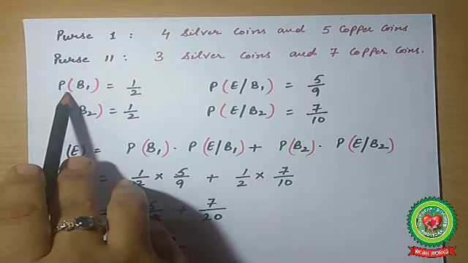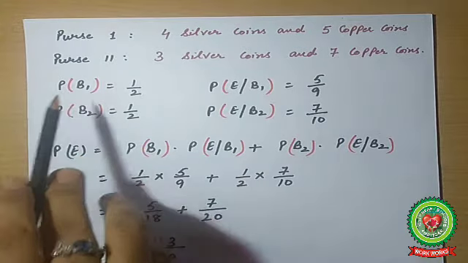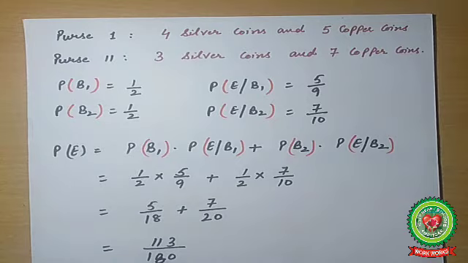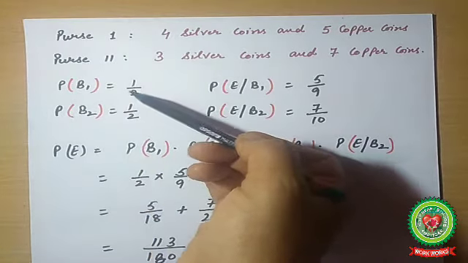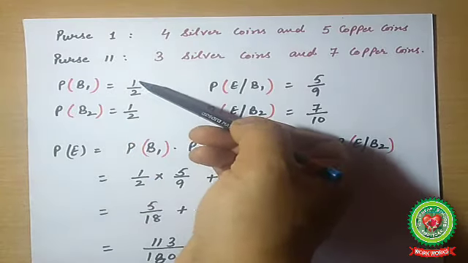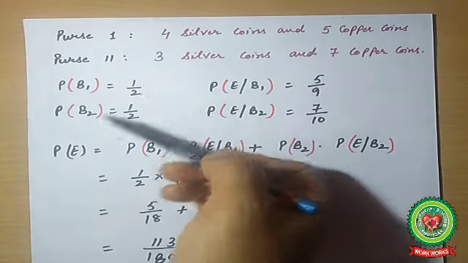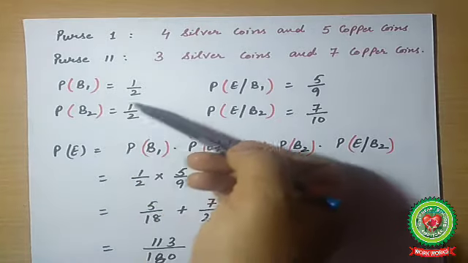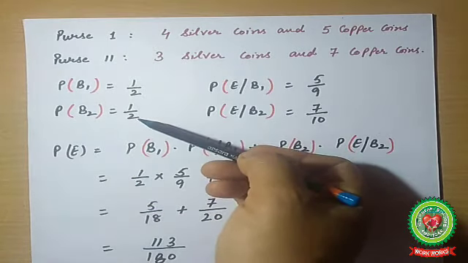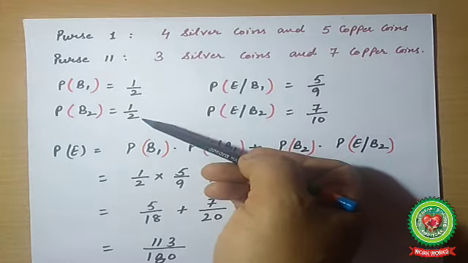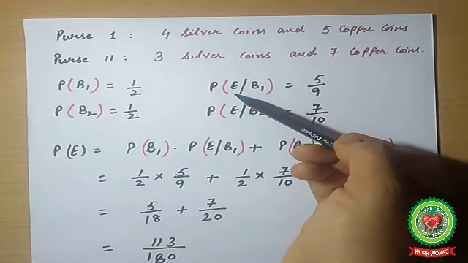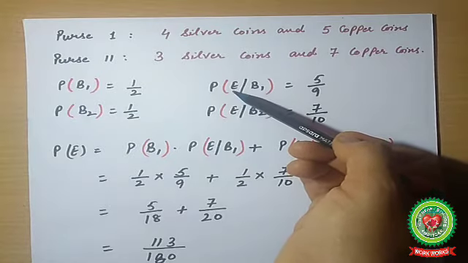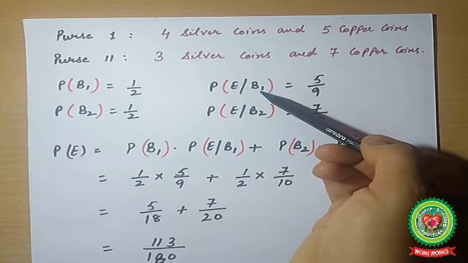First of all, we will find the probability of the events which are divided, that is B1 and B2. Because there are two purses, for B1 the favorable outcome is 1 and the total possible outcomes are 2, so the probability is 1 by 2. For B2, the favorable outcome is 1, total possible outcomes are 2, so it will also be 1 by 2. Now what is the condition for the silver and copper coins? Because we have to find the probability of a copper coin, a copper coin with bag 1.